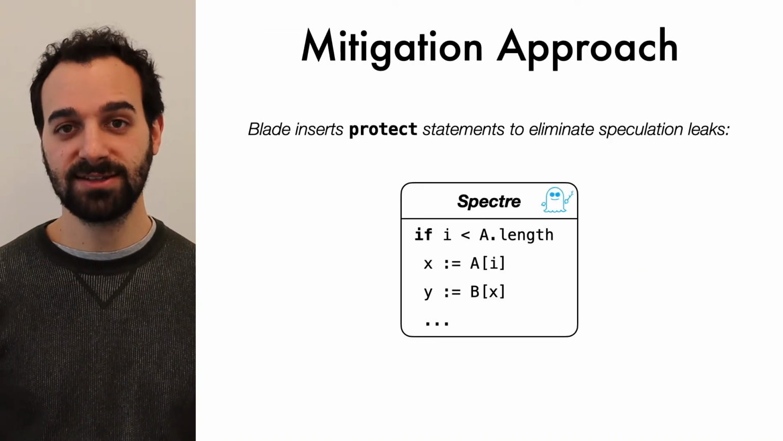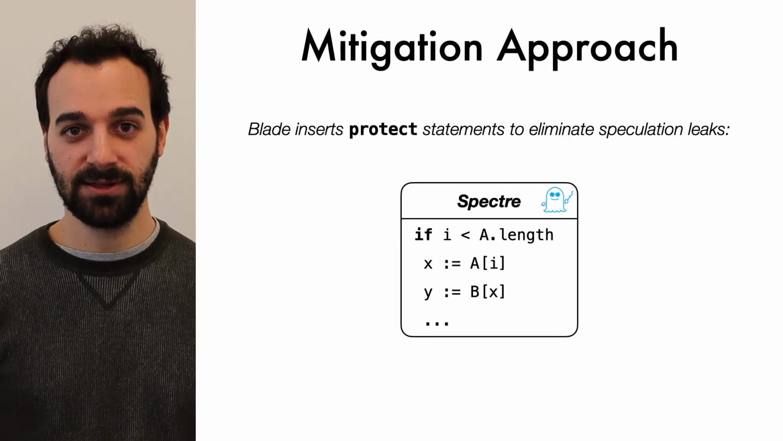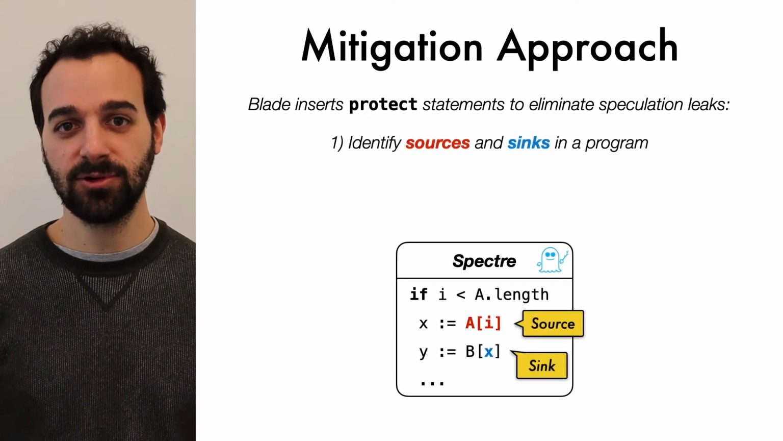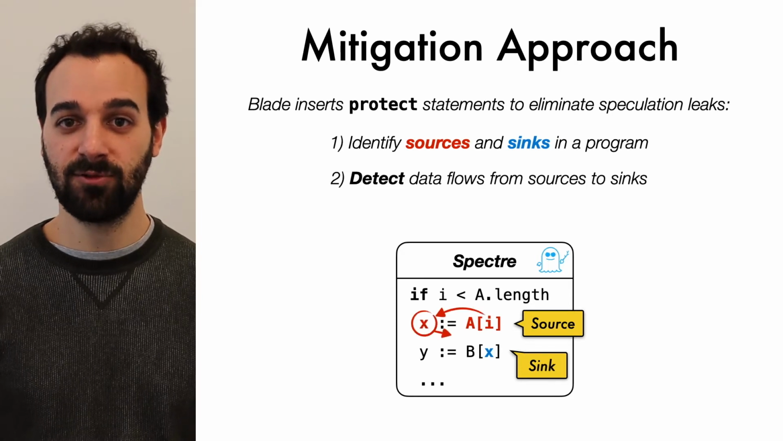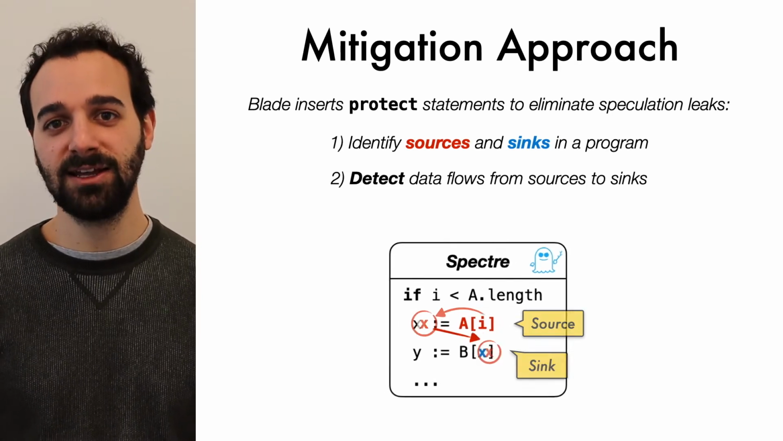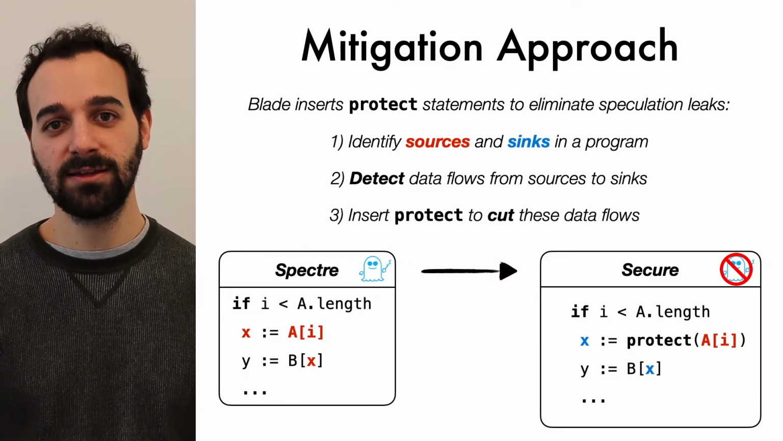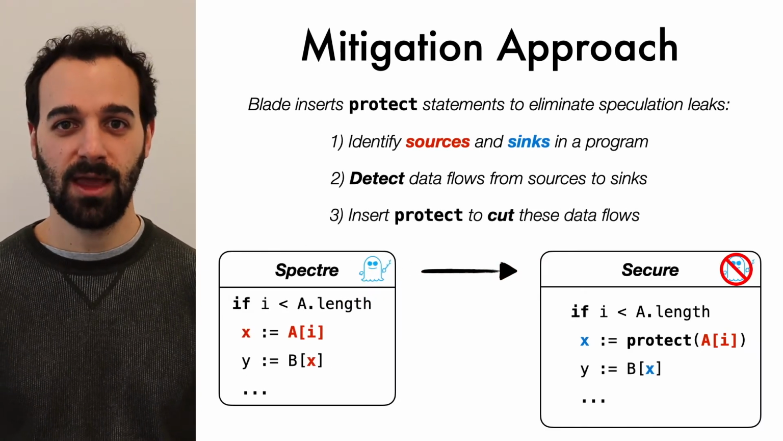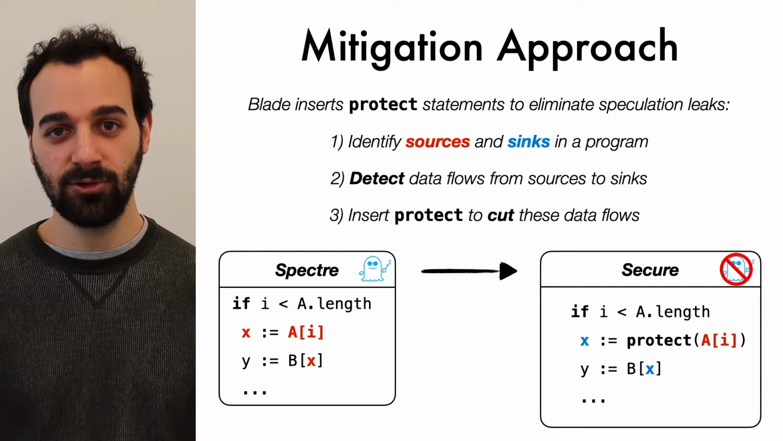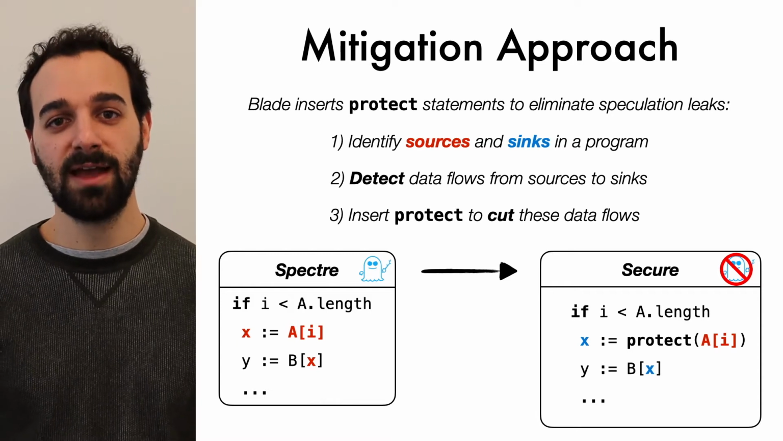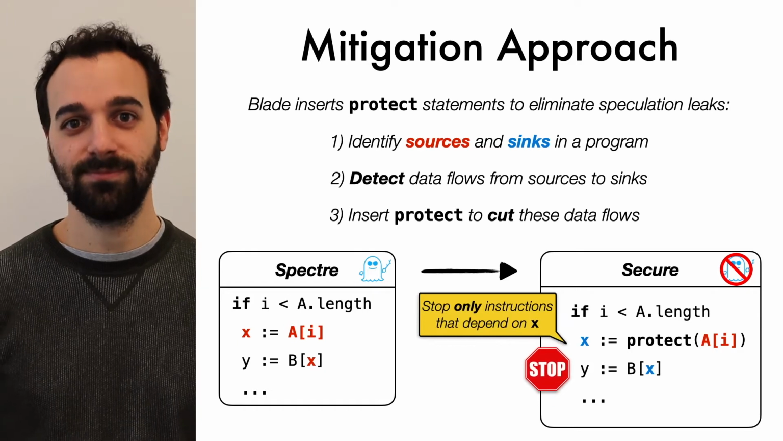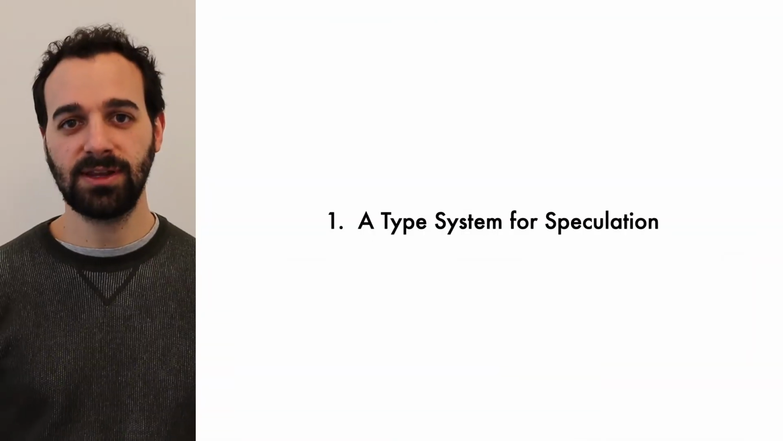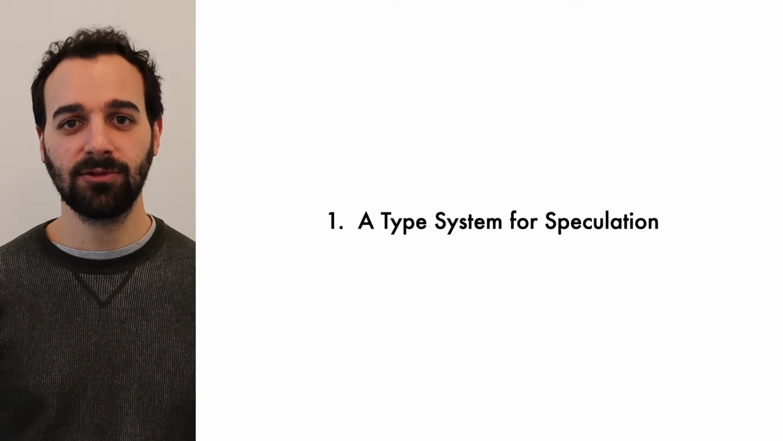Blade inserts protect statements to eliminate speculative leaks. First, Blade identifies source and sink expressions in a program. Then, it detects data flows from sources to sinks. And lastly, it inserts protect statements to cut the source-to-sink data flows. The program on the right is now secure because the protect statement prevents any secret introduced by the source from reaching the sink.